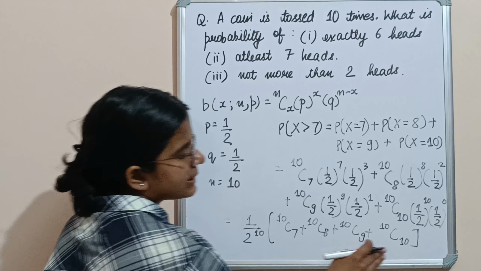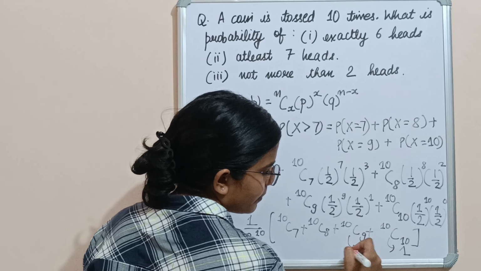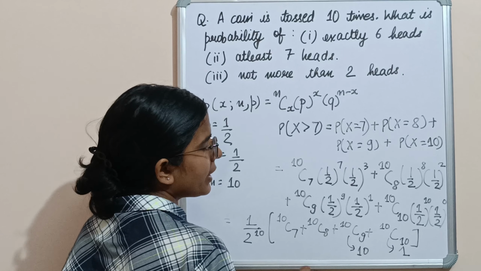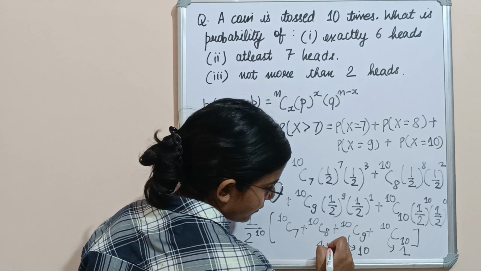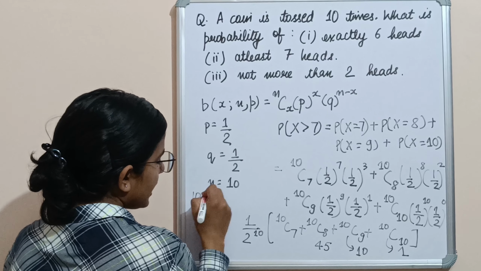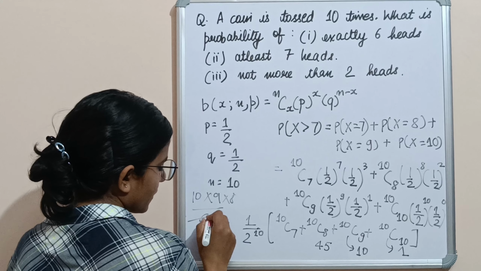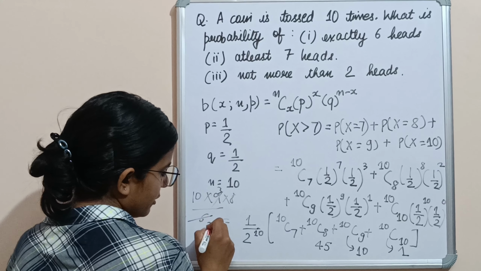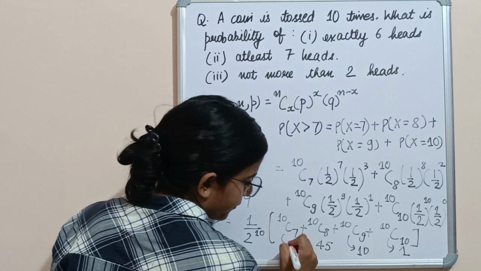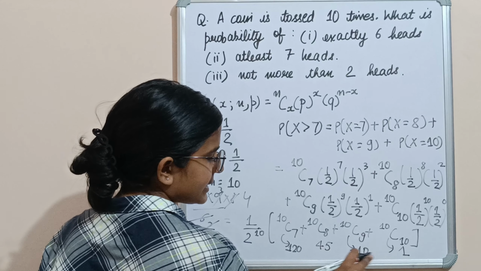Now we know that 10C10 will be equal to 1, 10C9 will be 10, 10C8 will be 10 into 9 divided by 2, that will be 45, and 10C7 will be 10 into 9 into 8 divided by 6, which gives 120. So 120 plus 45 plus 10 plus 1.